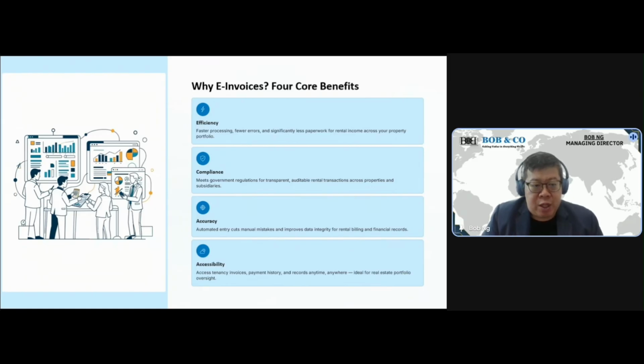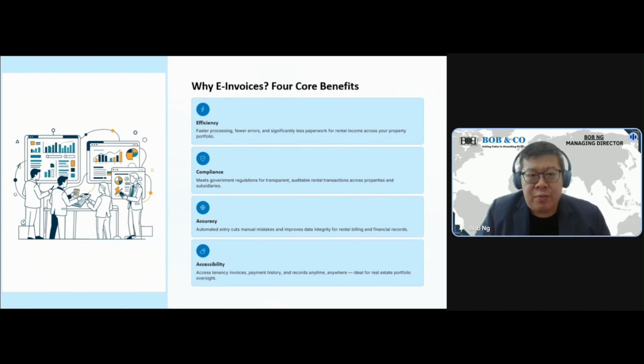And not to mention accuracy, because I have seen a lot of business owners and property owners, when they prepare invoices manually using Excel, there are sometimes a lot of human errors that could happen. But with a computerized system, with a portal like MyInvoice, you are improving the level of accuracy because most of the entries are automated, and all this would cut off manual work and hence human error as well.